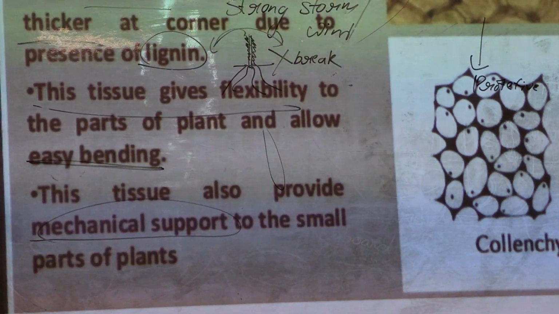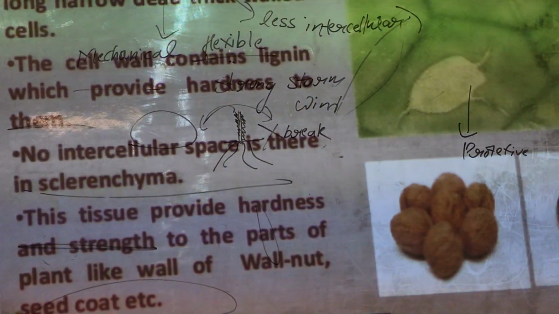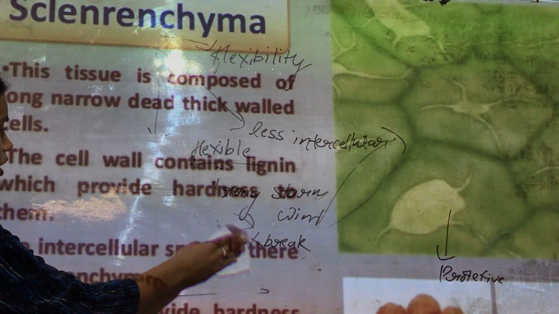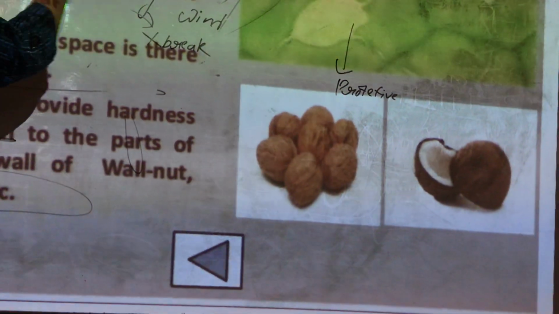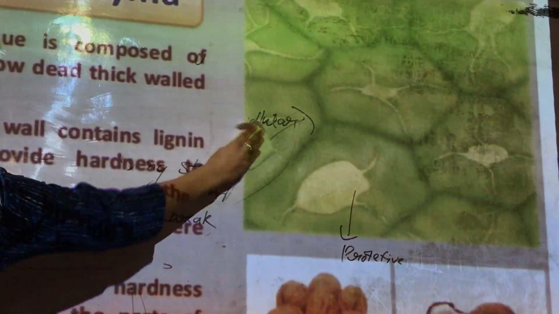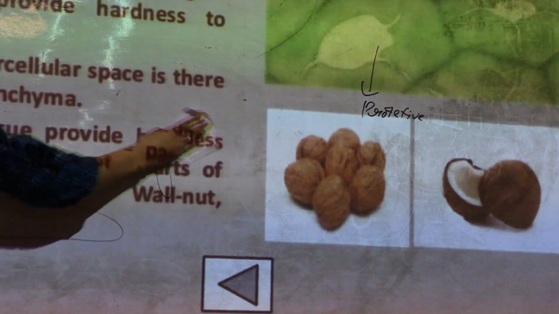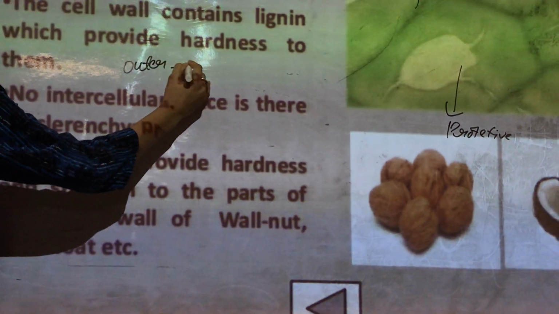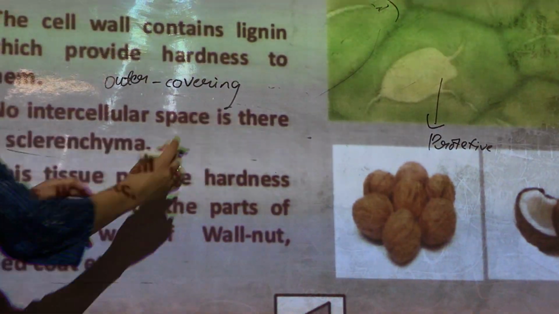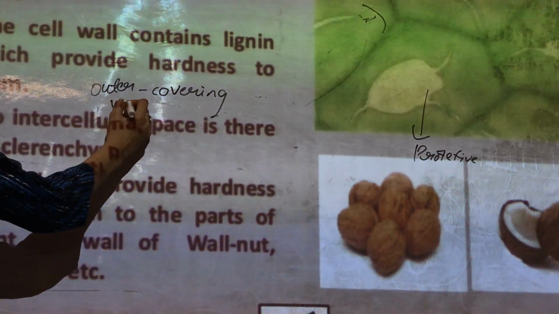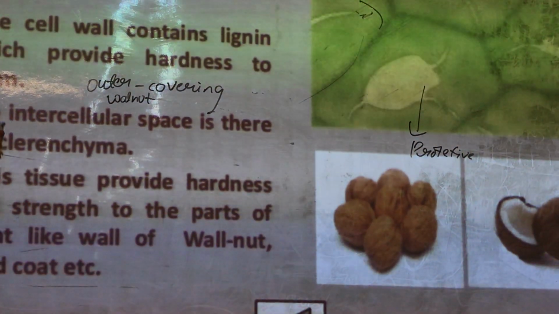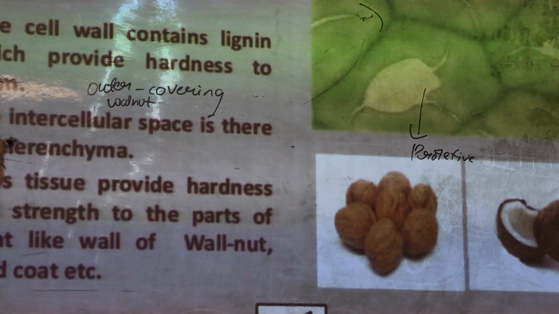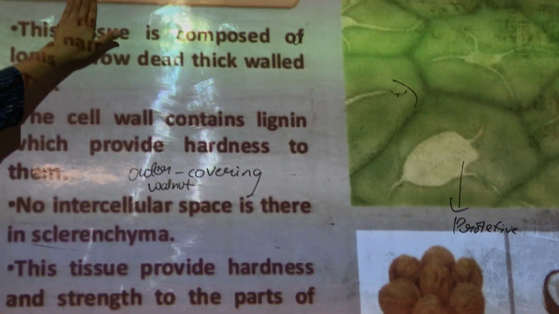Now let's talk about another type of tissue. They are the sclerenchyma. Now you all must have seen walnuts, almonds, coconut. Have you noticed that their outer covering is pretty strong? You can see it on the screen also. The outer covering of all these seeds, the coconut or the walnut, is a hard covering used to provide strength to the parts of any plant or any fruit. That is because of the sclerenchyma tissue.